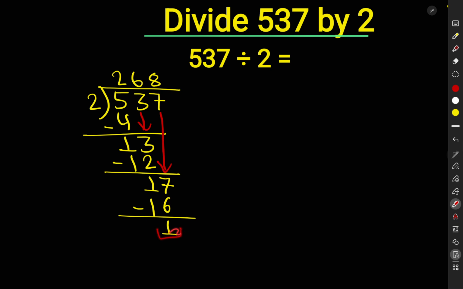So now this 1 is less than 2 and there is no other number to put it down. So we put here decimal so that we take 0. So it is 10 and 2 times 5 is 10. On subtracting we get 0.